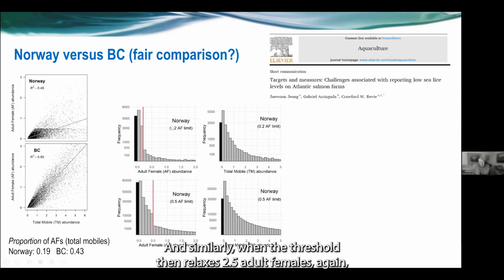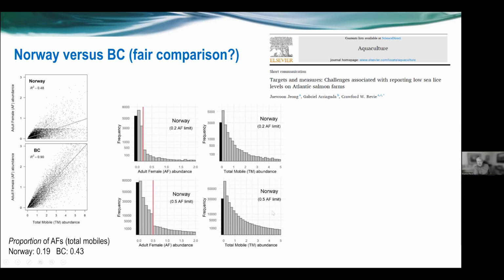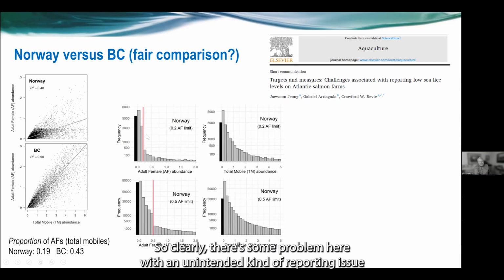And similarly, when the threshold then relaxes to 0.5 adult females, again, you see this kind of cliff effect happening in the adult female. You don't see any similar effect happening in the motile population abundance levels. So clearly there's some problem here with an unintended kind of reporting issue happening.